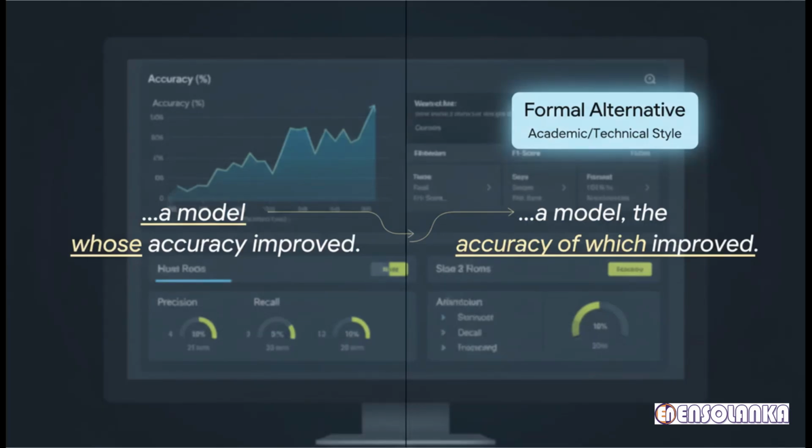And for our last pro-level tip, here's another very formal pattern. This one is an alternative for whose. You can use a noun plus of which structure. So instead of saying a model whose accuracy improved, you could write, we reviewed a model, the accuracy of which improved after tuning. Now, you probably won't use this in a Slack message, but you will definitely see it in very formal technical papers. It's good to have in your back pocket.